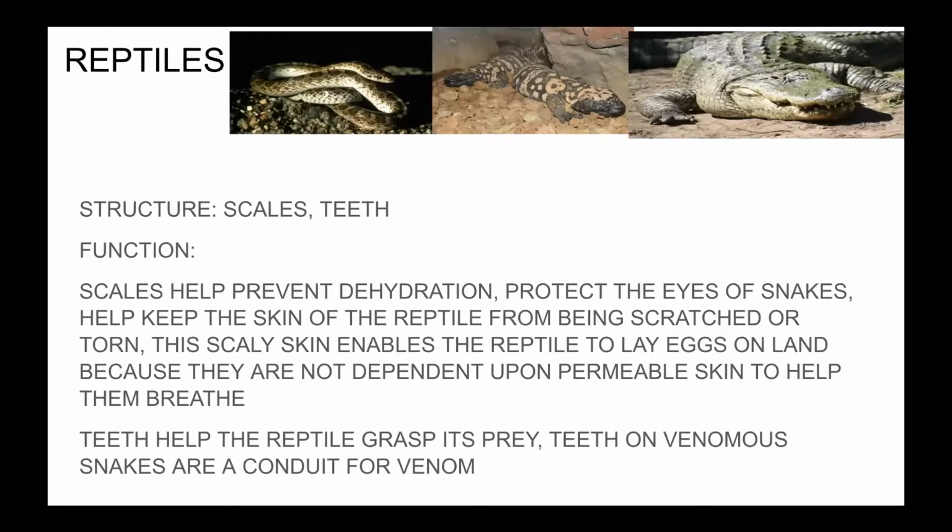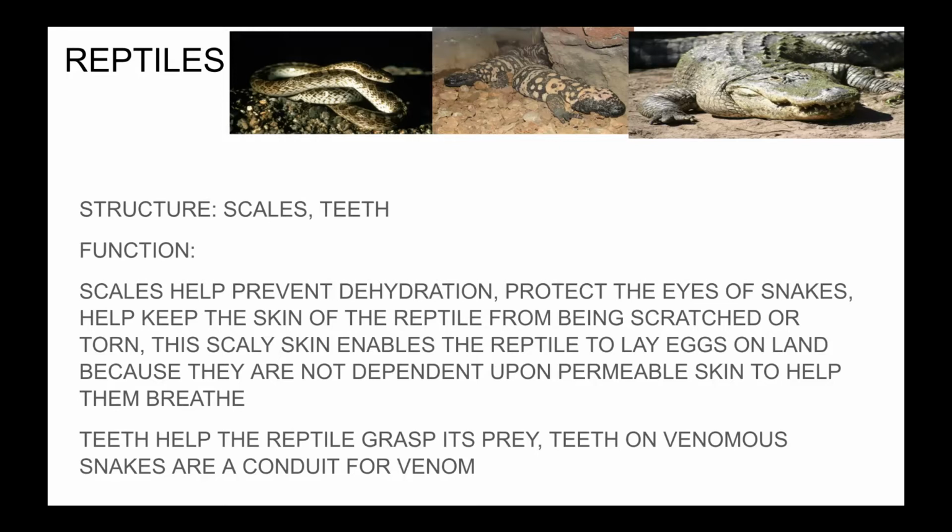Now, reptiles, everybody's favorite group, right? The 2 structures we're going to look at are scales and teeth. Scales are very, very helpful. They help prevent the animal from dehydrating. They protect the eyes of snakes. Snakes don't have eyelids, so scales help protect their eyes from being scratched or torn. The scaly skin enables reptiles to lay eggs on land because they're not dependent on a permeable skin to help them breathe. And teeth help the reptile grasp its prey.